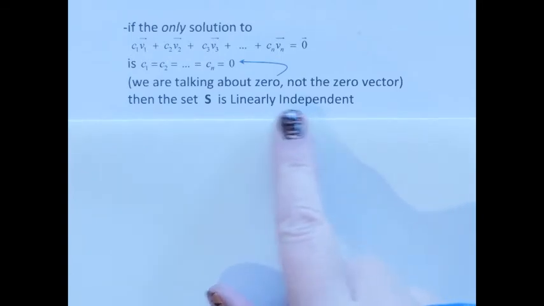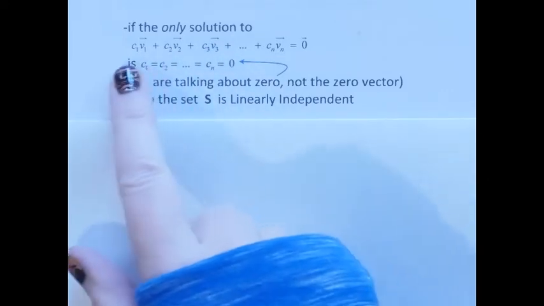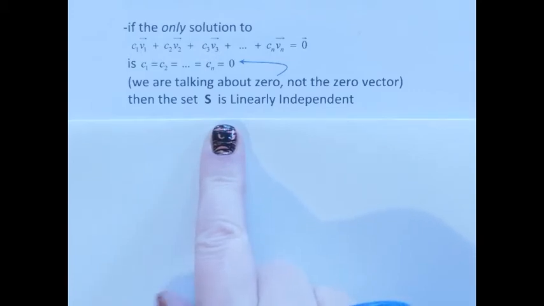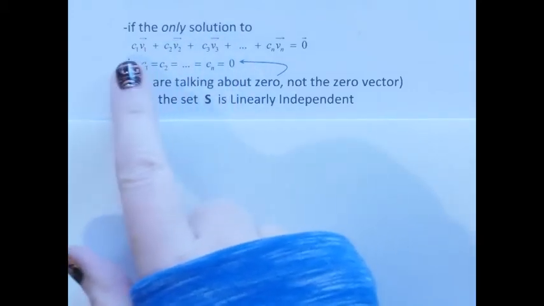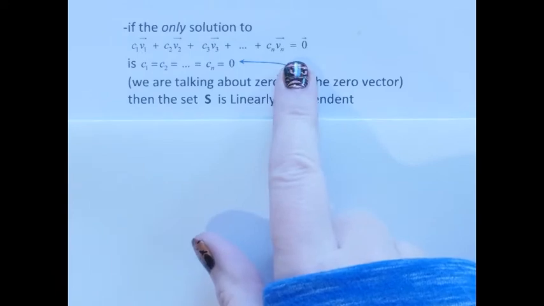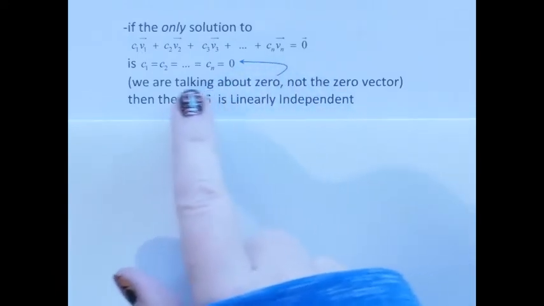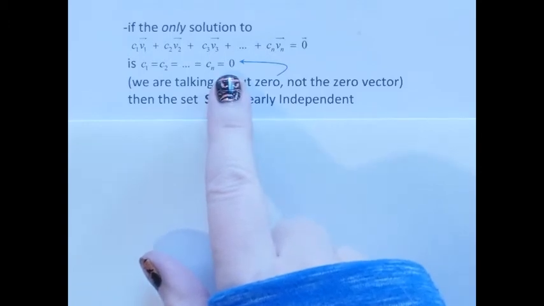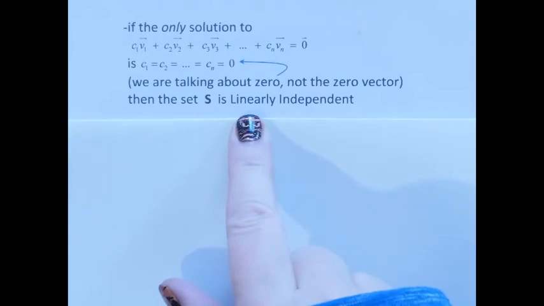So one more time, I really want to stress this. If the only solution to this linear combination setup, which equals a 0 vector, is that all of the C's equal 0, this is the only answer that you will ever get. You can't get anything else, then set S is linearly independent.